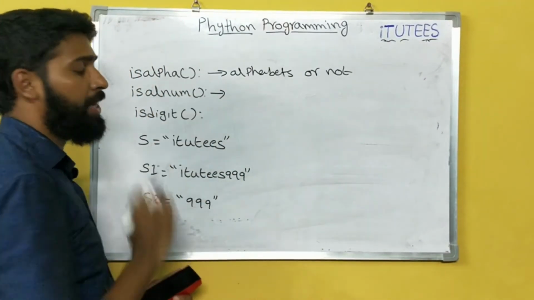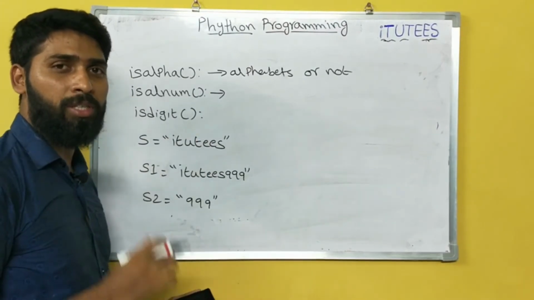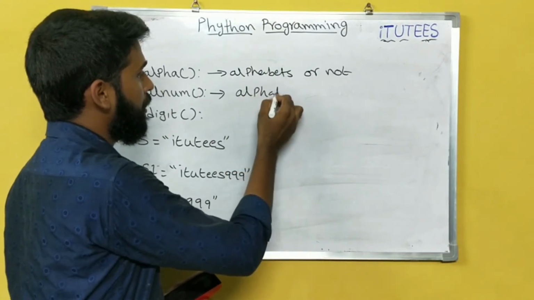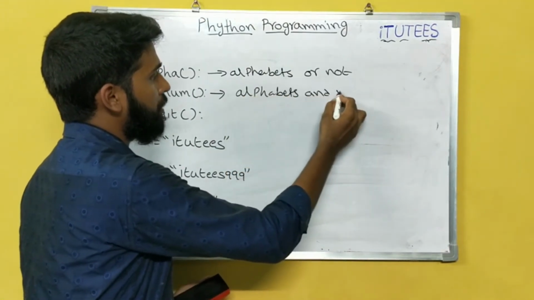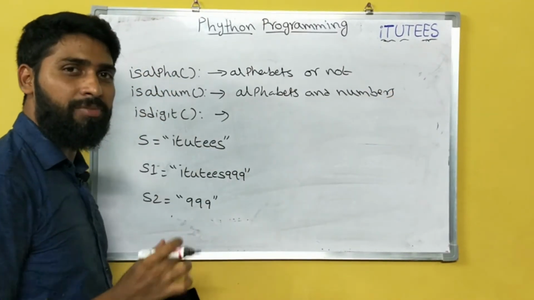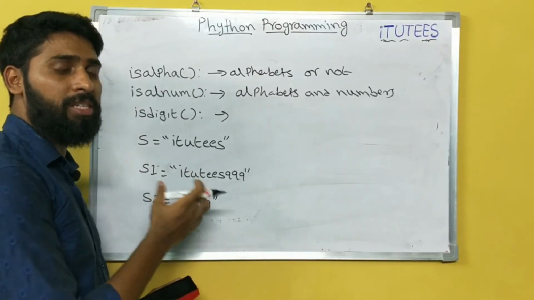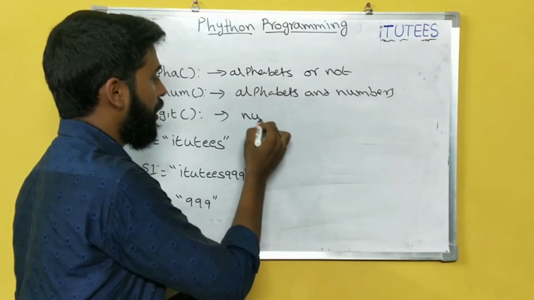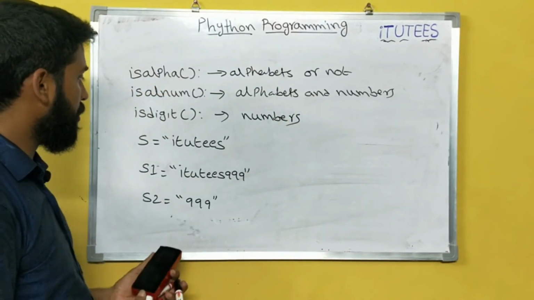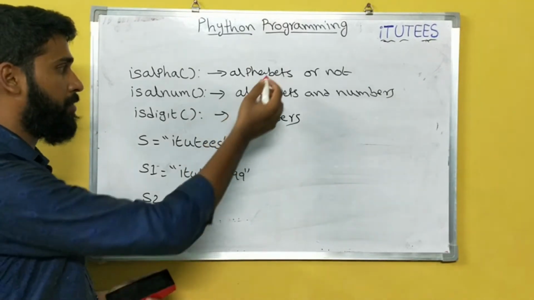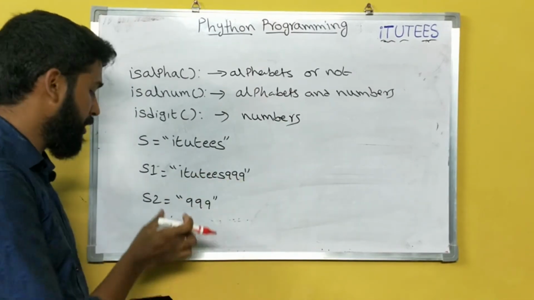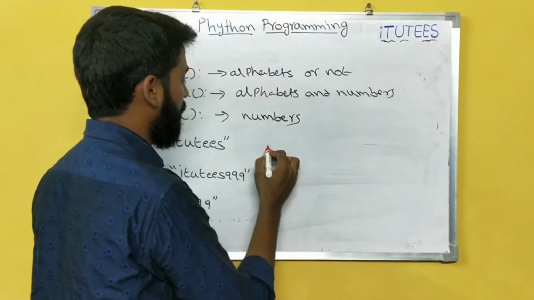isalnum means alphanumeric. The isalnum function is used to check whether the string contains alphabets and numbers, the combination of both. And isdigit is a function used to check whether the string contains only numbers or not. So now s equals ITUTEES, all are alphabets. s1 equals ITUTEES999, a combination of alphabets and numbers. Now we can check these functions.